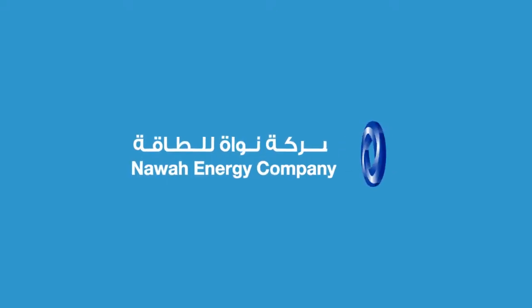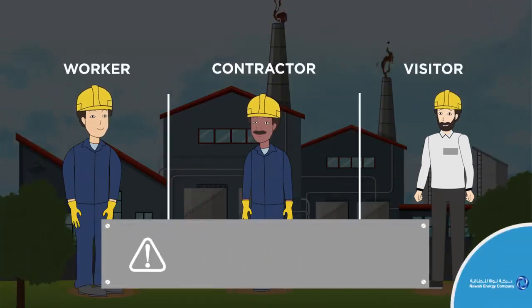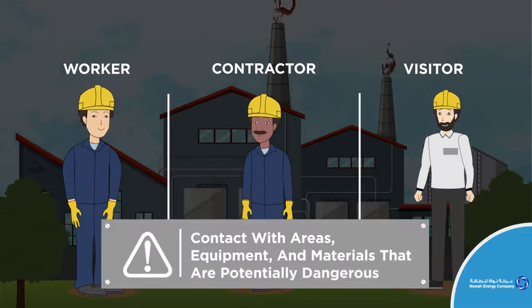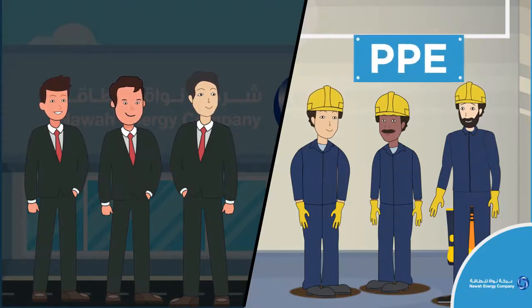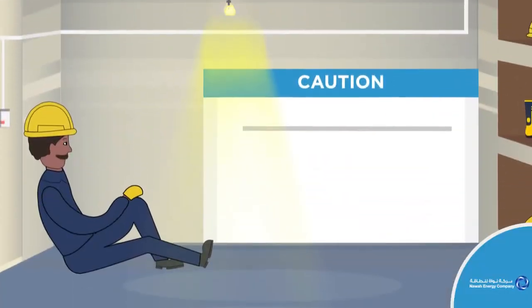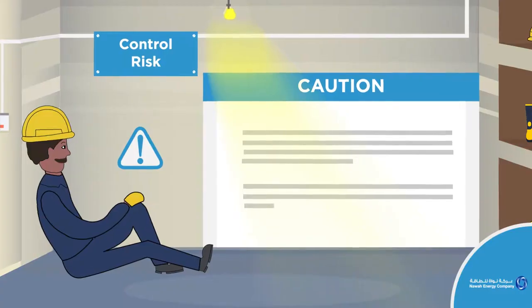Nawah, personal protective equipment. As workers, contractors, or visitors at Nawah, you will come in contact with areas, equipment, and materials that are potentially dangerous. Management shall ensure adequate personal protective equipment, PPE, is provided for all employees at Nawah, as necessary to control risk of injury to any person on site.